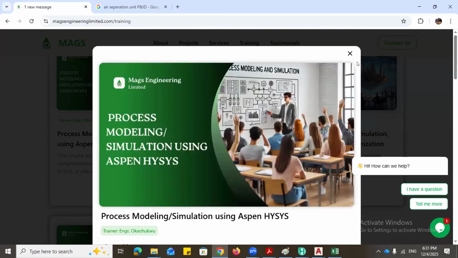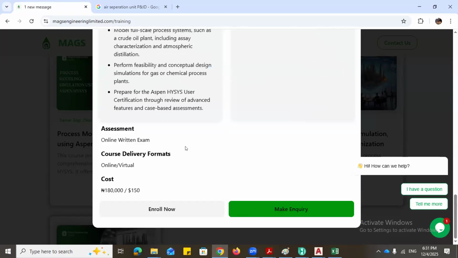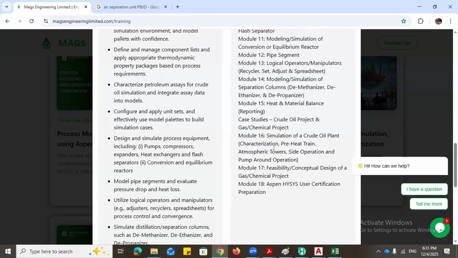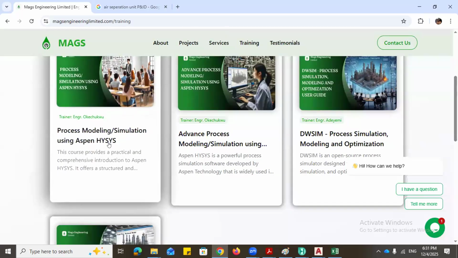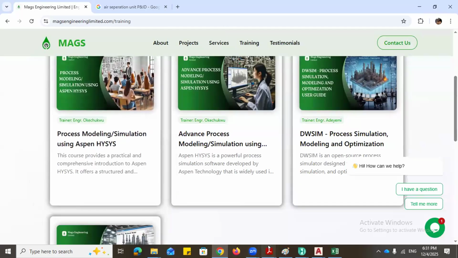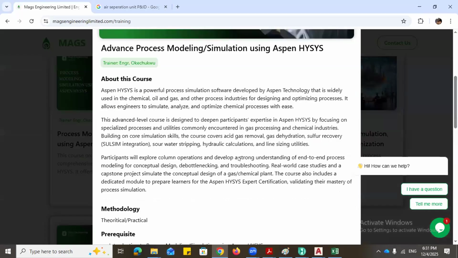This is just one, and I think the cost is even cheap. 180,000, to be sincere with you, is cheap. And this is very, very cheap. Let me not lie to you guys. This is just the process modeling. I will advise you guys, when you finish this, depending on how far you want to go with your skills, also move on to the advanced part.